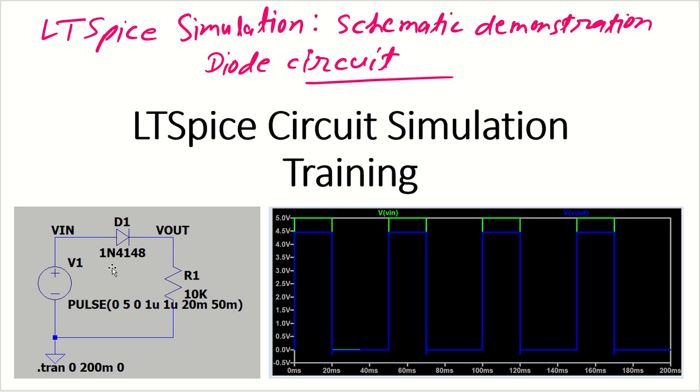So we'll have a lot of diode circuitry, whether it is forward biased or reverse biased, or maybe some voltage divider type of circuit. So we'll try to have various kinds of diode circuitry and we'll see the response in LTSpice.